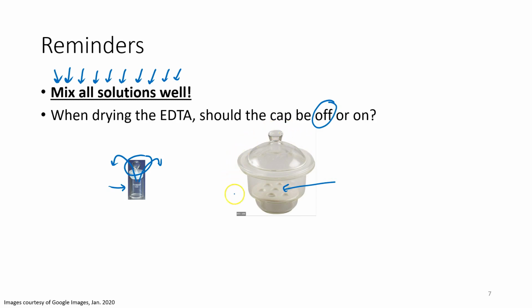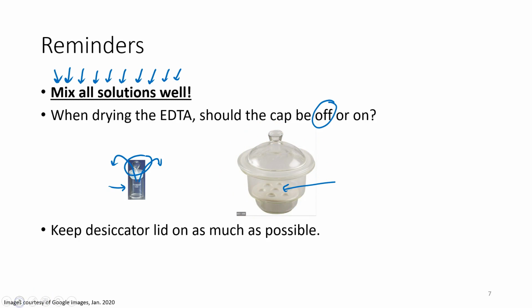And just something to remember about the desiccator, try to keep the lid on as much as possible. If you take this lid off and leave it off, all of your desiccant is going to get saturated with water vapor from the atmosphere, and you don't want that to happen.